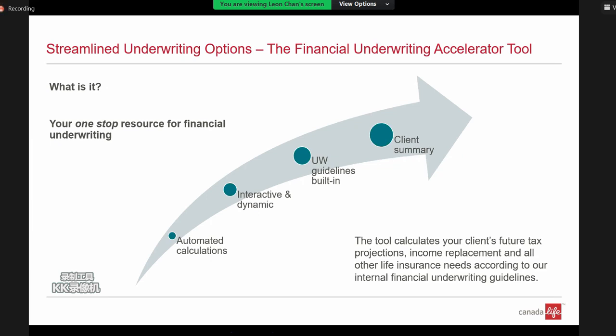Like I said, it's a tool that was created by the CPAs over at head office. They're the financial underwriters, and they found that it might be important to create a tool so that advisors as well as staff understand how we come up with certain numbers, what the assumptions and calculations are behind them, and what really drives that number, right?